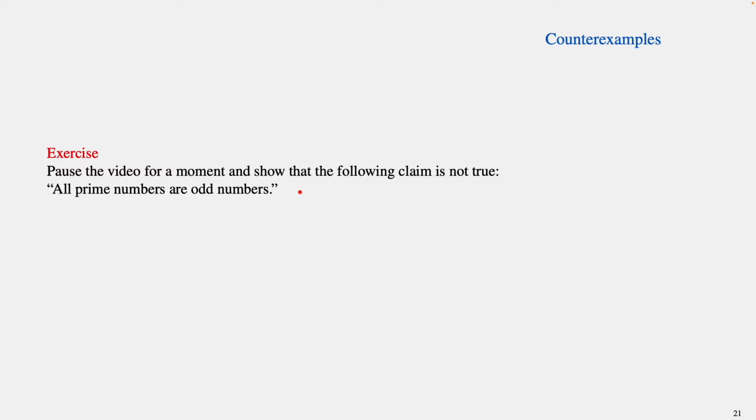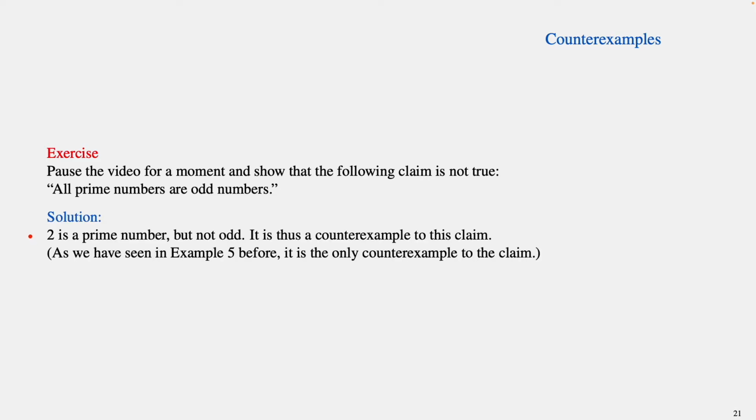Now pause the video for a moment and show that the following claim is not true. All prime numbers are odd numbers. So I hope you thought about this for a few seconds, and we can give a counterexample to this claim, which is the number 2. 2 is a prime number, but it is not odd.